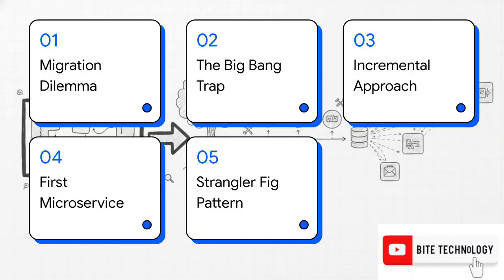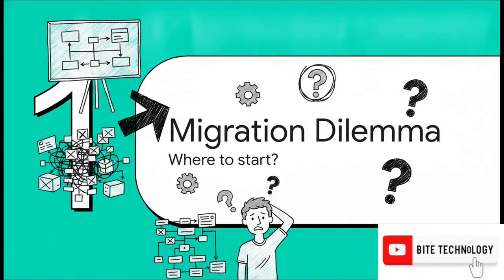Here is our roadmap for today. We'll start with number 1, the microservices migration dilemma. Then we'll look at the Big Bang trap, explore the incremental approach, figure out picking your first microservice, and wrap up with the strangler fig pattern. Let's jump right in. All right, Section 1, the microservices migration dilemma.